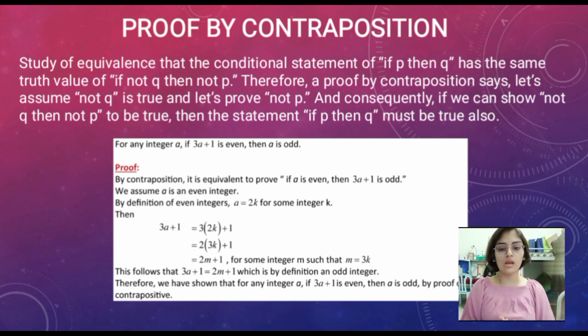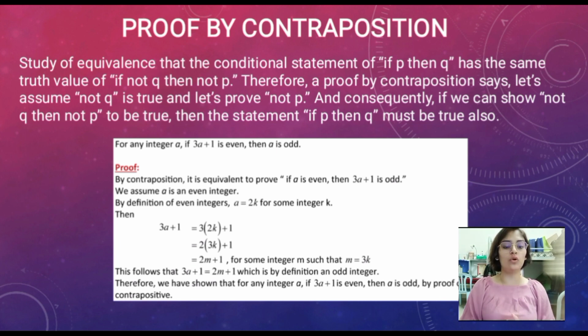For example, for any integer a, if 3a plus 1 is even, then a is odd. By contraposition, it is equivalent to prove if a is even, then 3a plus 1 is odd. We assume a is an even integer. By definition of even integers, a equals 2k for some integer k. Then 3a plus 1 equals 3(2k) plus 1, which is 2(3k) plus 1, equal to 2m plus 1 for some integer m such that m equals 3k.